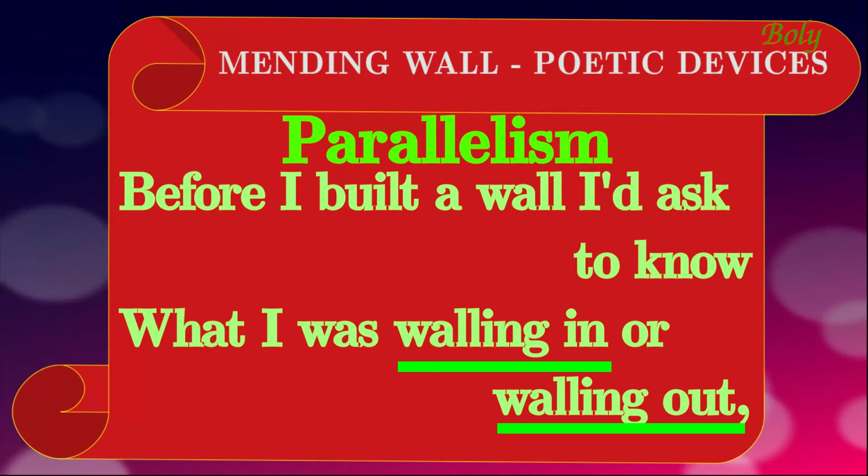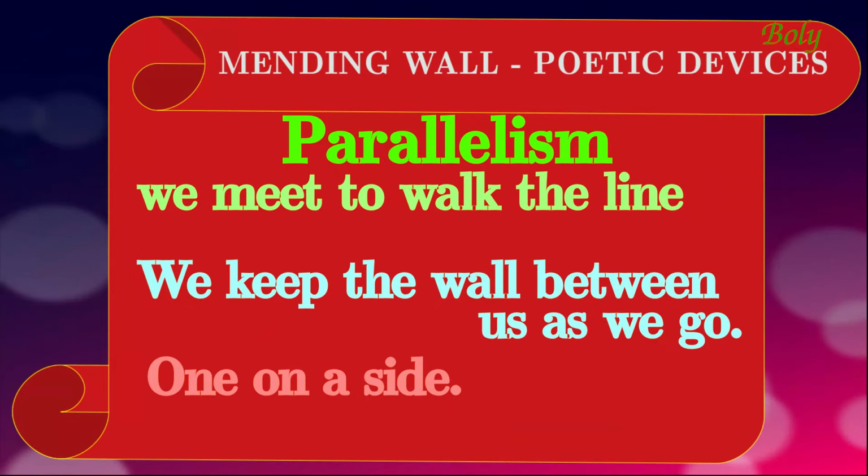Walling in, walling out. Again, repetition with the slight changes. Again, we can see parallelism in the physical form in the poem. Here the two neighbors are parallel in their attitudes. We meet to walk the line. We keep the wall between us as we go. So there is no structural parallelism, but we know in their meaning that parallel form is present.